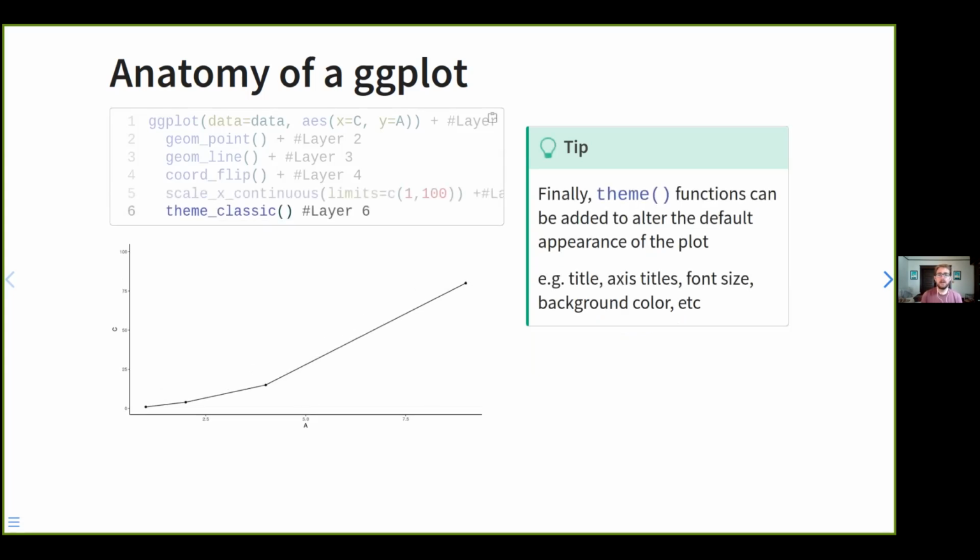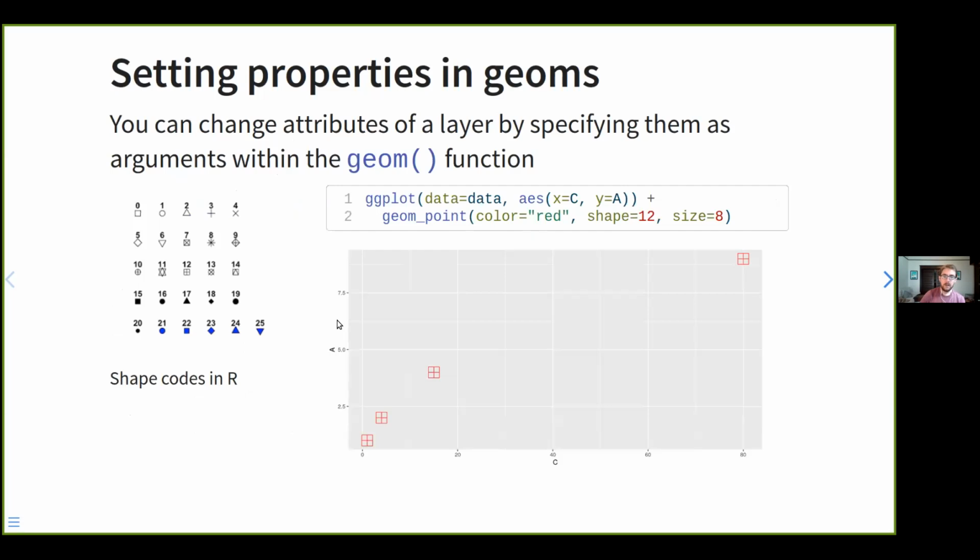Finally, you can add layers called theme layers. So these all start with the word theme. There are different ways to do it. You can use these kind of preset options. There's a list, as you'll see at the end of the lecture here, of preset theme options, theme classic being one of them. And you just add that as another layer to your plot. And what you can see is that it changes a lot of the aesthetics of the plot. The background color has changed, the line thickness has changed on the axes, the font size has changed. Things like that all get changed pretty quickly and it is actually extremely customizable.